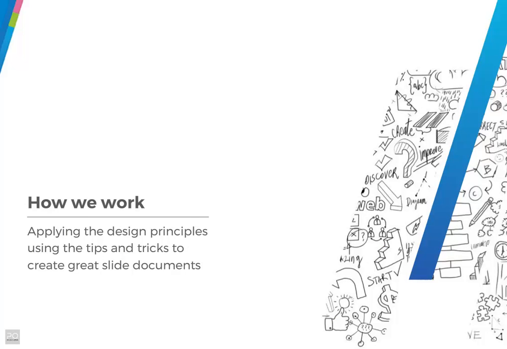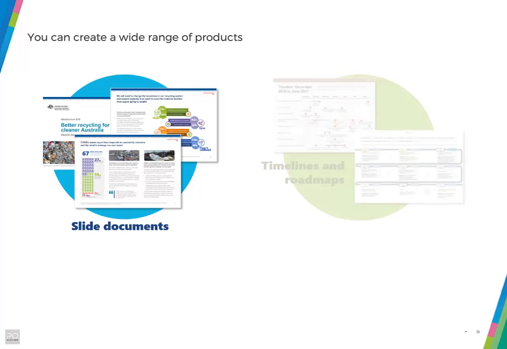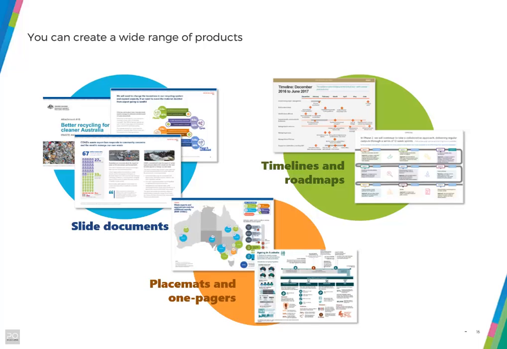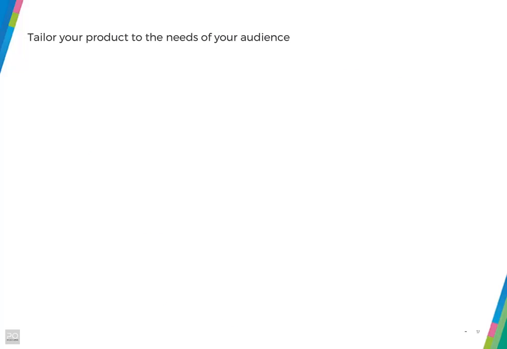In this next section, we'll discuss how we in the project office use visual elements to communicate policy advice effectively. You can apply the principles, tools and techniques to create a wide range of products to support policy communication, including slide documents, timelines, roadmaps and placemats. You should take the needs of your audience into account when considering the type of product you need to develop.